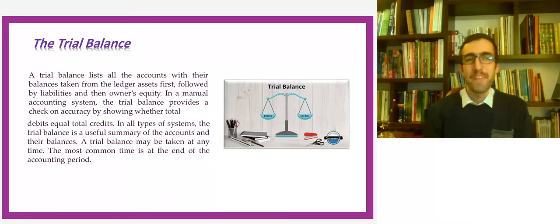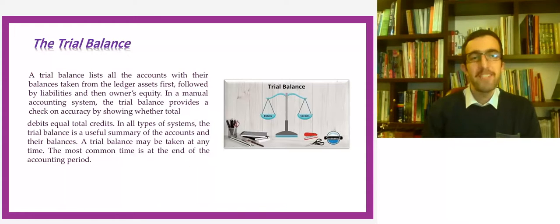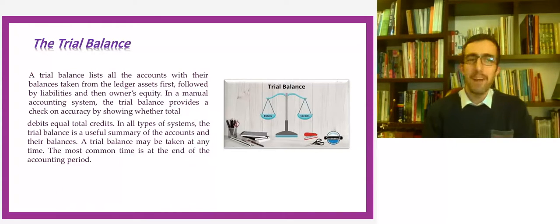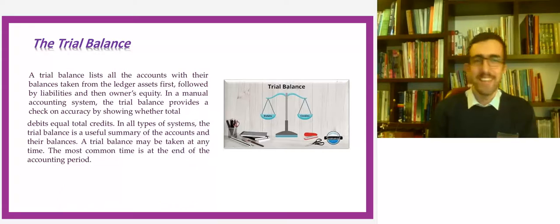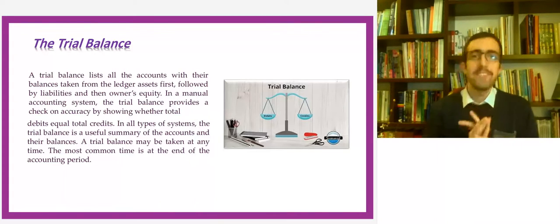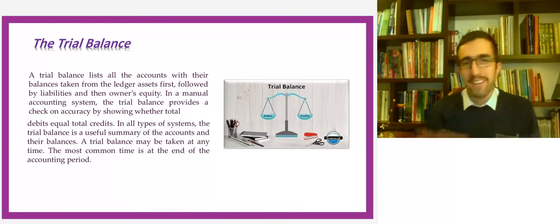So let's start. Here on this page we have the trial balance. But what is a trial balance? A trial balance is an internal document that lists all accounts with their balances taken from the ledger. First we write assets, after that liabilities, and finally owner's equity. The order of owner's equity is first capital, then withdrawals, after that service revenue, and finally the expenses.